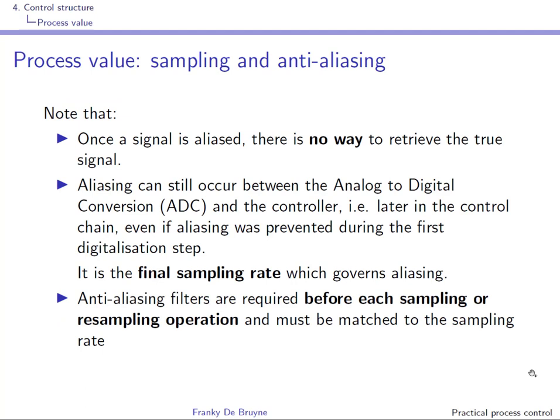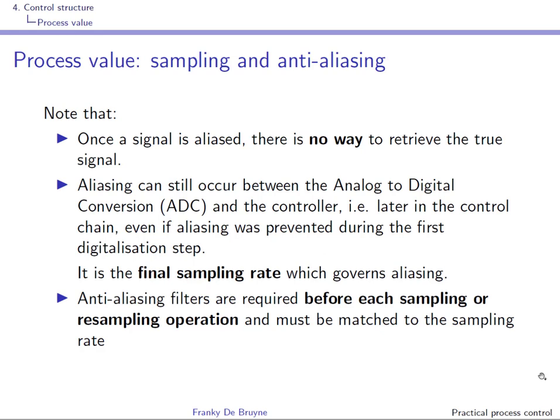Once a signal is aliased, this means that it presents itself at a frequency that is much lower than its actual frequency. Well, there is no way to retrieve the true actual signal. It is important to realize that aliasing can still occur between the analog to digital conversion and the controller, so later in the control chain. This is true even if aliasing was prevented during the first digitalization step. It is really the final sampling rate that governs aliasing.